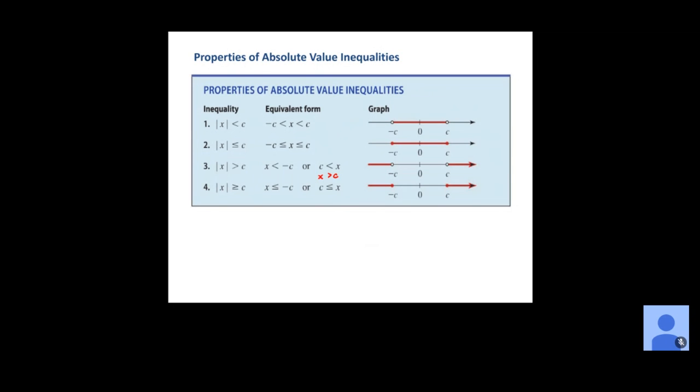And the same thing with number 4. If we wanted to flip this whole thing around, that would give us x greater than or equal to c. Only difference now, we have closed circles at c and negative c, but we're still shading in opposite directions.